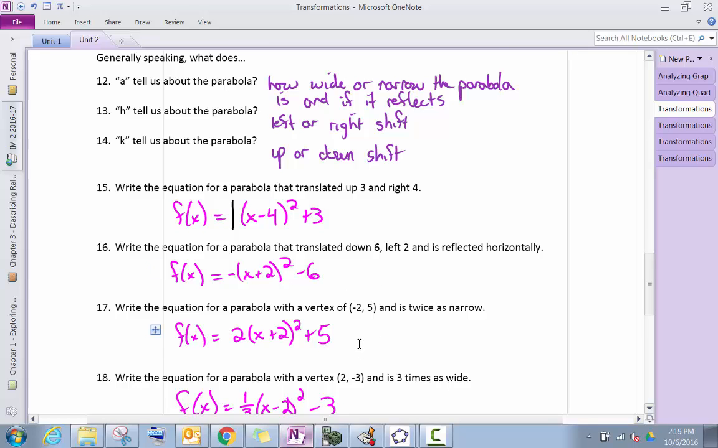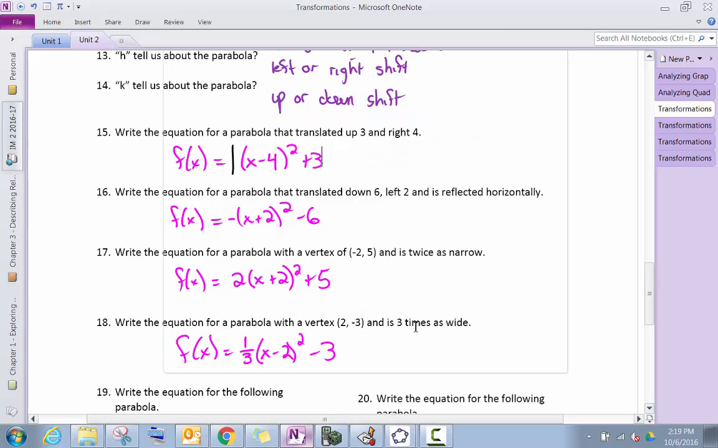If we have a vertex of negative 2, 5, and it's twice as narrow, well, negative 2, 5 means we move 2 to the left, so it's x plus 2, it's the opposite. Comma 5 means it went up 5, so it's plus 5. And twice as narrow, well, it's the opposite, so it's a bigger number, it's 2 times that. That's our slope.